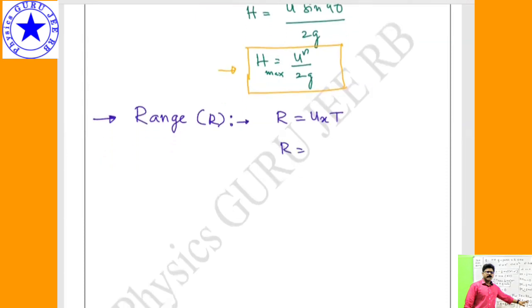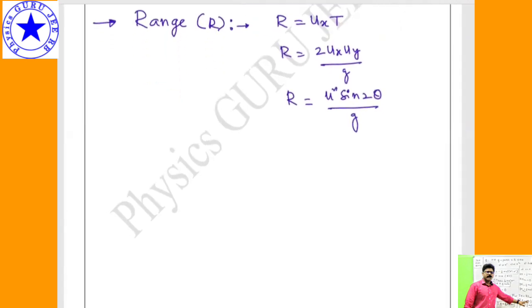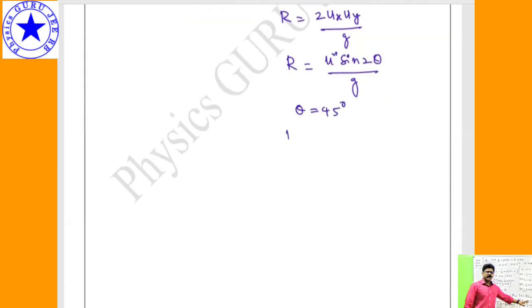We can also express this as 2uxuy divided by g, or we can write R is equal to, ux can be written as u cos theta into t, or u square sin 2 theta divided by g. Hope this is clear. If theta is equal to 45 degrees, R is equal to u square sin 2 theta, sin of 90 degrees, divided by g.